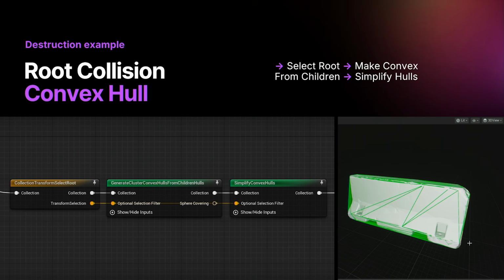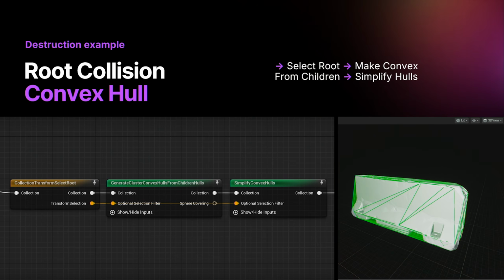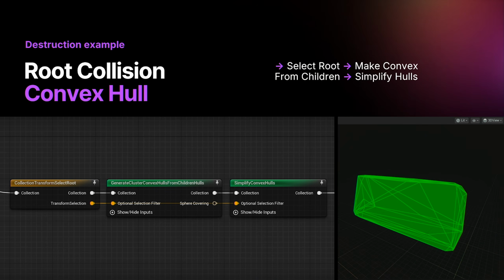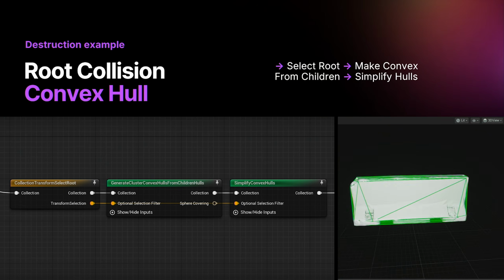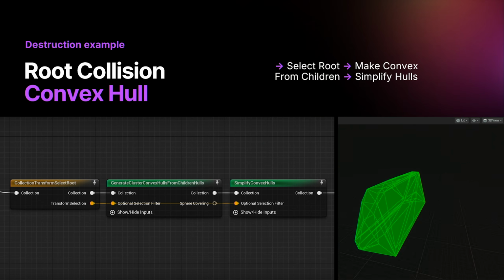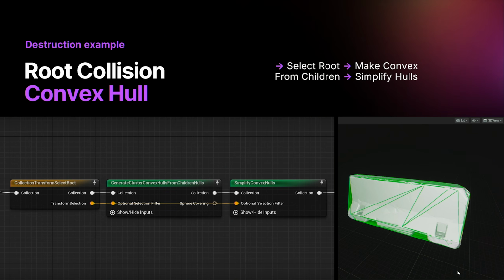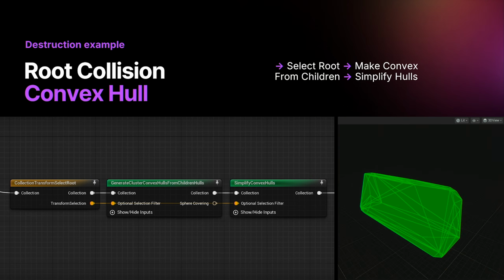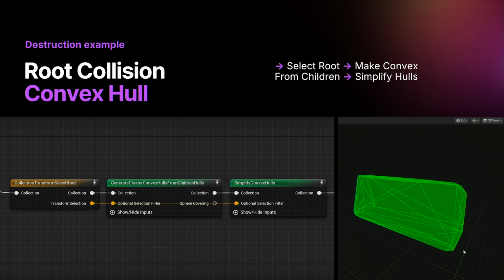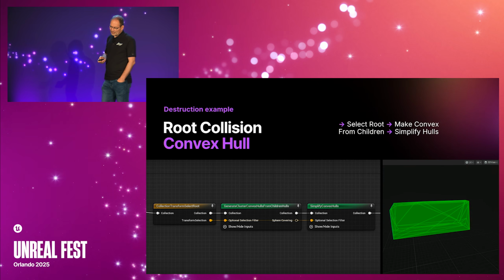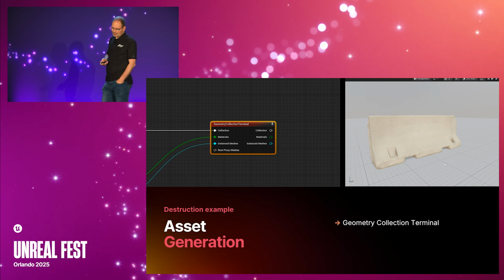Now we want to generate the root collision. In that case, we select the root bone. There's a node for that. Then we generate the convex cell from the children hulls. So we have the hulls, and now we generate a higher level hull based on the hulls of the children, and then we simplify it on top of this. That gives us a very nice convex cell that we can use for games. It's going to be efficient and fast for colliding and breaking stuff.